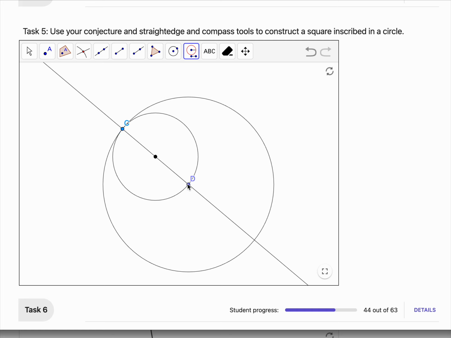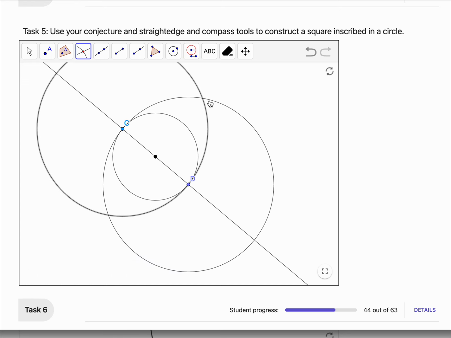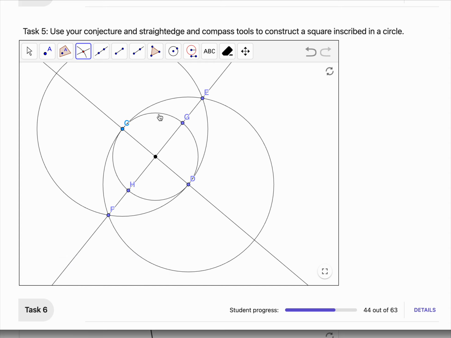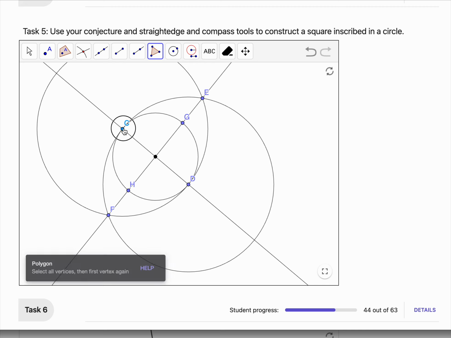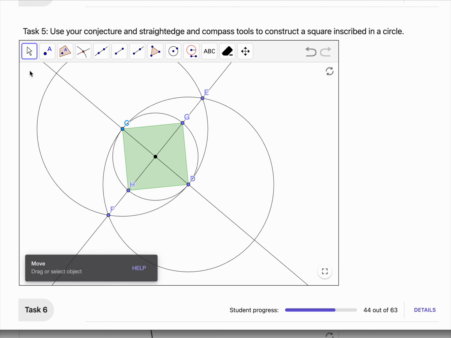Again, I'm making this using the perpendicular bisector, right? I'm going to cut through where these two circles intersect, and that will give me the corners where the square is going to hit on the inside on this circle. And then here's my square from C to G to D to H and back to C again. So how do the areas of these two squares compare?